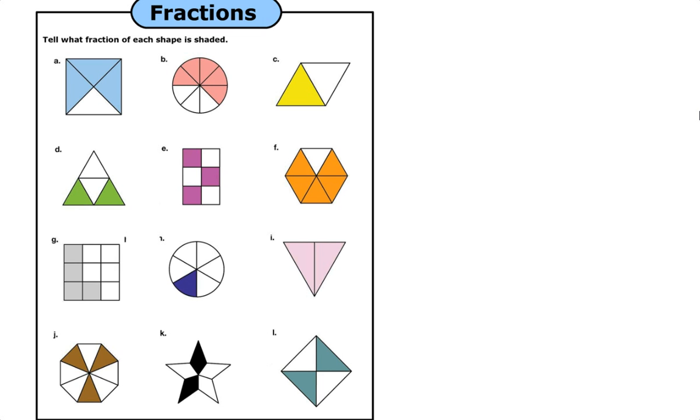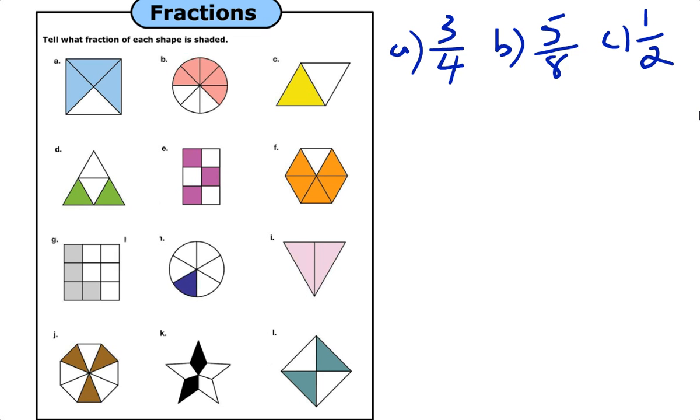Okay, now I'll give you the answers. For part A, 3 out of 4 was shaded. For part B, you've got 5 shaded out of 8. And for C, we've got 1 out of 2 parts of the shape was shaded. For part D, we've got 2 out of 4 were shaded. E, we've got 3 out of 6. Now we'll talk about simplifying this a little bit later on, but that's finding equivalent fractions. At the moment we're just saying what we see.